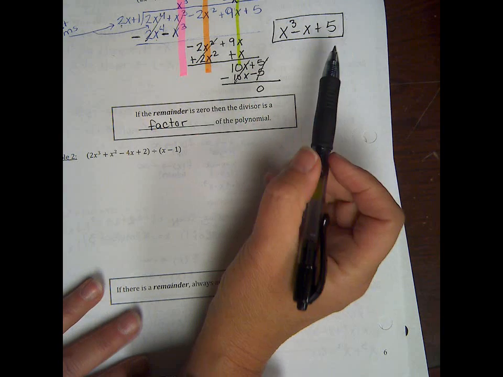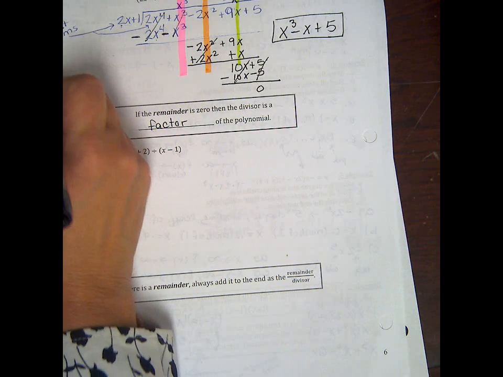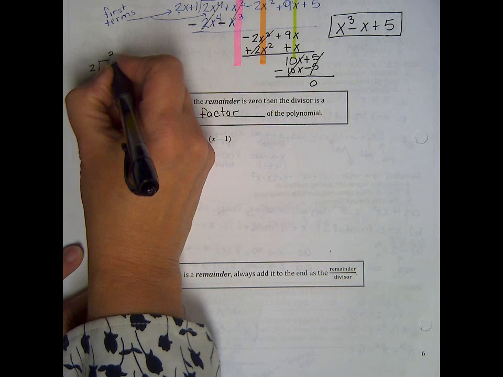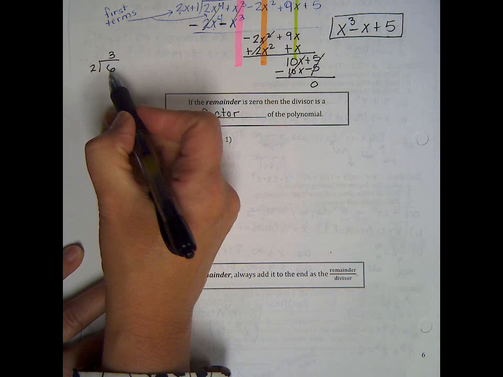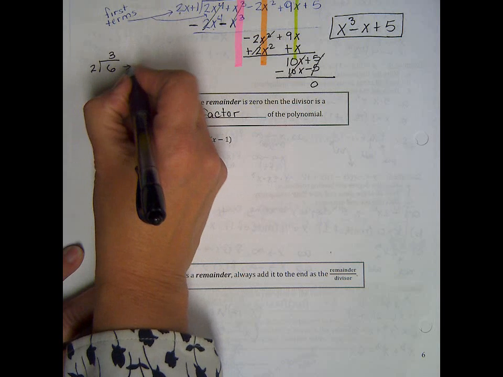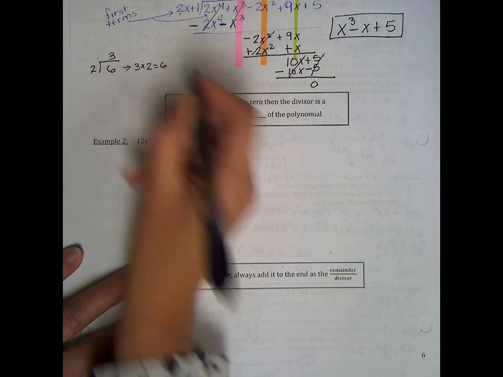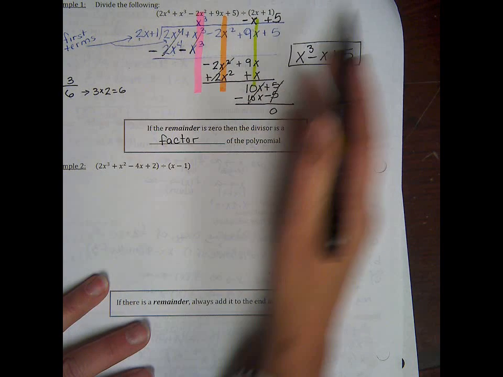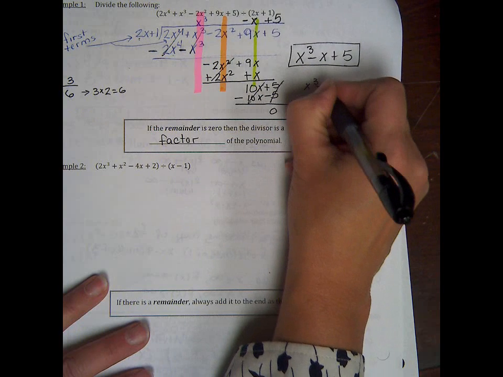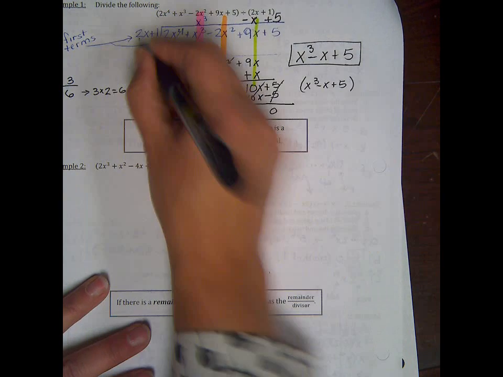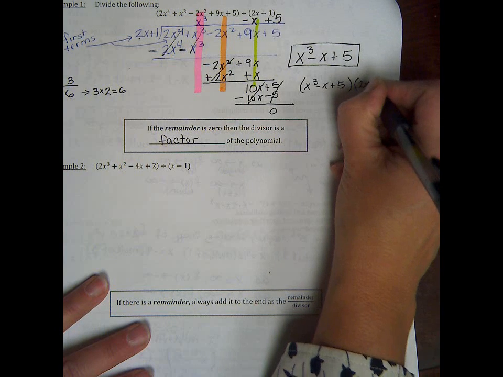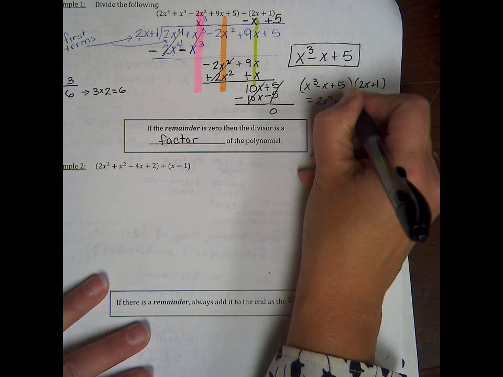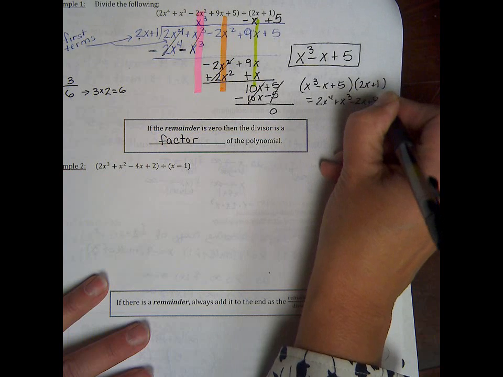Because we know from dividing, like if I'm dividing 2 into 6, let's make it real simple here, I would get 3. And I would know that 3 times 2 is 6. Well, the same way, since I divided this big polynomial by 2x plus 1, I know now that x cubed minus x plus 5 times that 2x plus 1 must equal what I started with, 2x to the 4th plus x to the 3rd minus 2x plus 9x plus 5.